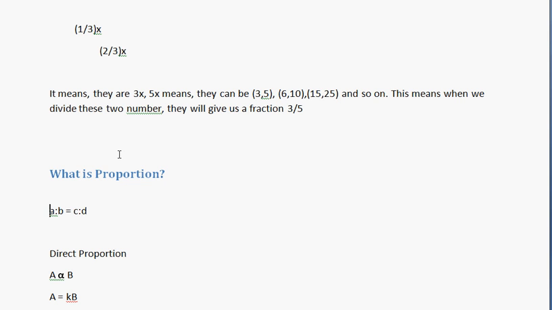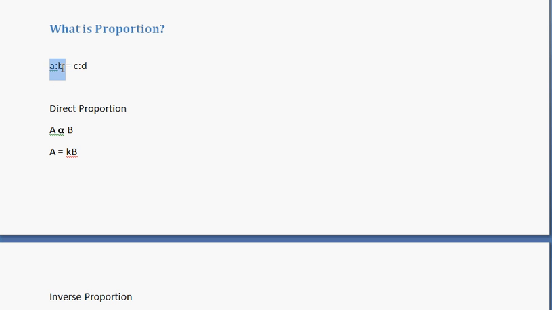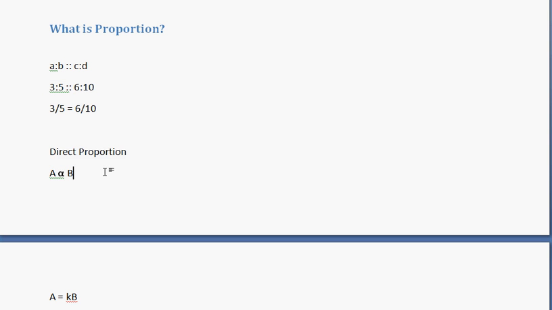Now what is proportion? So if two numbers are in ratio A:B, another two are in C:D, when they are equal, they are represented by 2 colons, we say A:B is in proportion to C:D. So 3:5 is in proportion with 6:10, or it can be written as 3/5 is equal to 6/10. So this is the definition of proportion. We don't have to do much about this definition. It is never asked what is the definition of proportion or something like that. What is asked is direct proportion or indirect proportion.